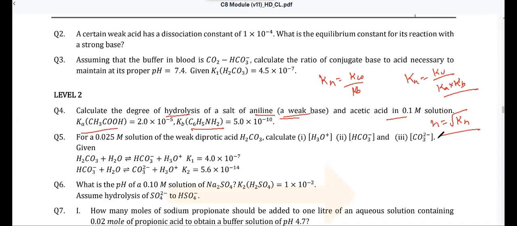Yes, very good. Okay, so can you solve question number 4? You can solve question number 4, everyone, right? Yes, very good. You can solve it.